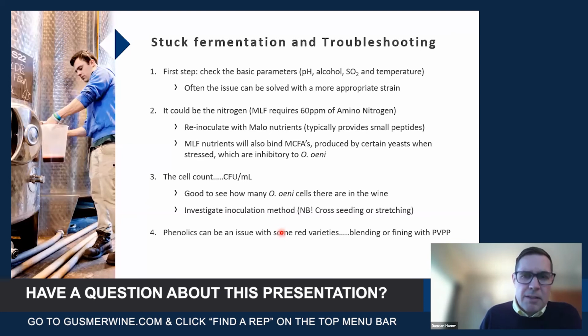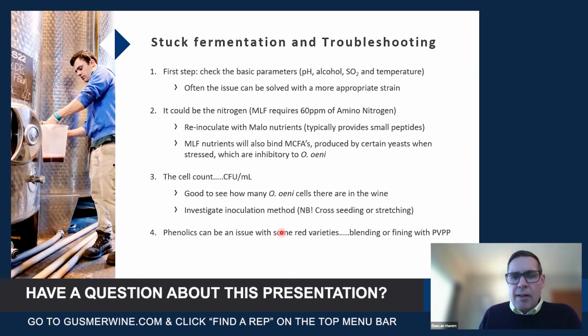So the basic parameters are the ones to look at, and often by choosing a more appropriate strain, perhaps you might have an alcohol of 15.5%. You can solve, but you've inoculated with a strain that doesn't have high alcohol tolerance. Just by simply inoculating with a more appropriate strain, it can solve the problem. That's the first thing to check.